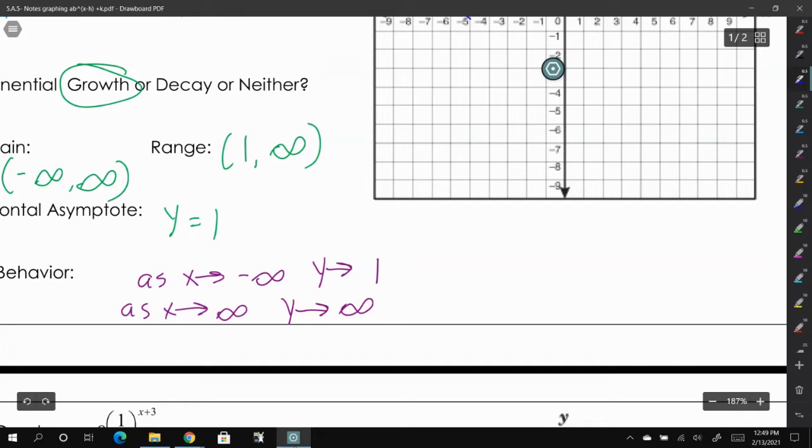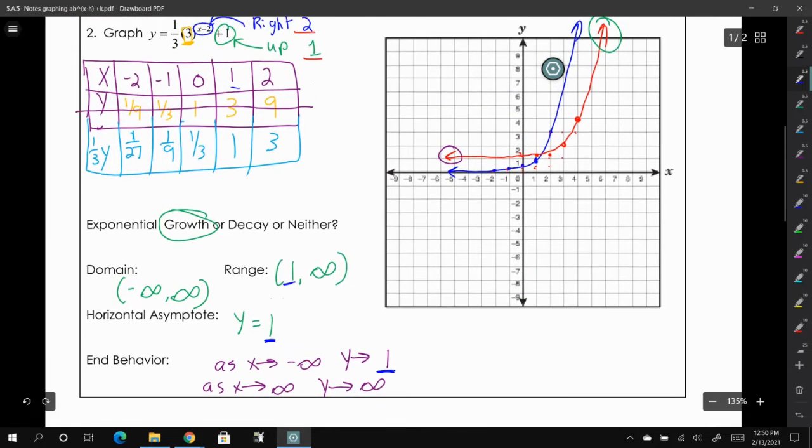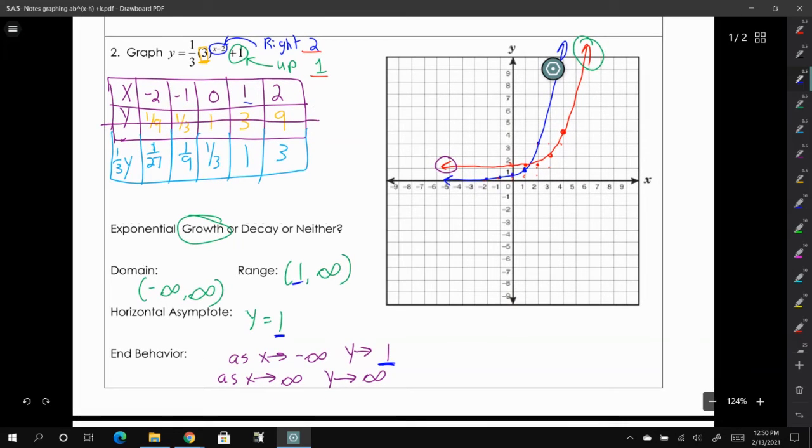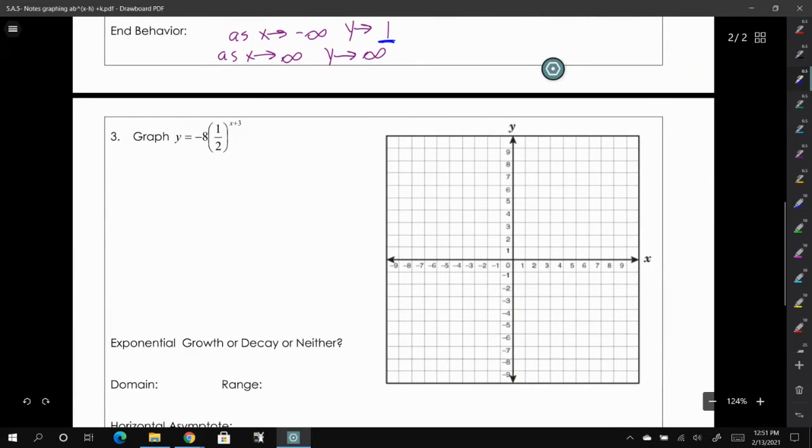So you'll notice that the range, the asymptote, and one of the end behaviors all line up. They all match, just like they did when we weren't shifting. They were all 0 at that point, but now that we're shifting up and down, that will affect our range, our horizontal asymptote, and our end behavior. All right, let's look at the next page.